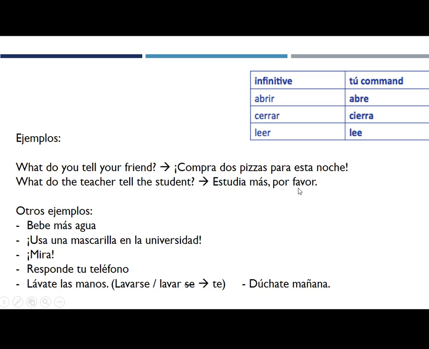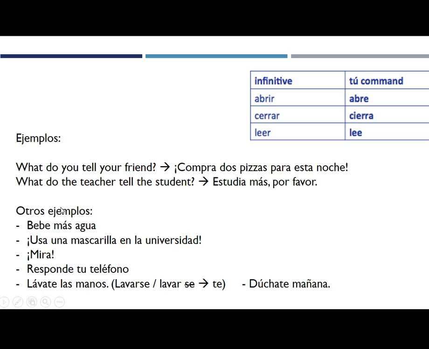Now, I was going to say you need to be careful with the irregular verbs, but let's see some examples first. What do you tell your friend? Oh, buy two pizzas for tonight. Tonight we have a party, a birthday party, something. So it's like, oh, stop by the store and get two pizzas. Compra dos pizzas. What does the teacher tell the student? Oh, study more, like I was saying. Estudia más, por favor. Please study a little bit more.